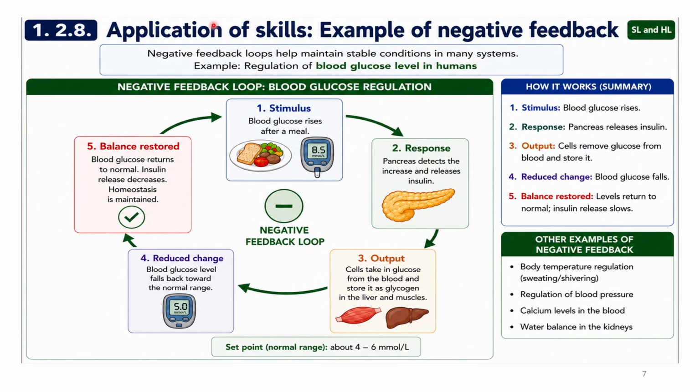Let's examine blood glucose regulation, a classic example of a negative feedback loop that maintains homeostasis in the human body.